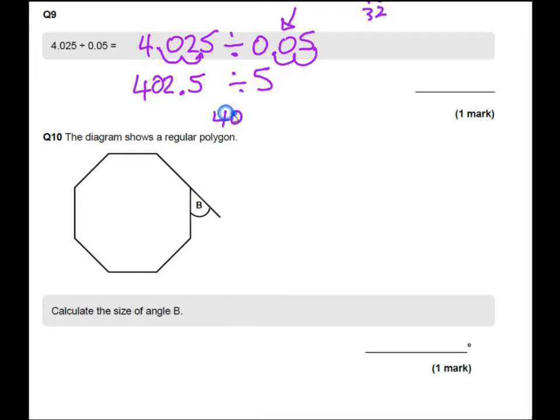So 402.5 divided by 5. 5 doesn't go into 4, carry the 4. 5 goes into 40 8 times. Exactly. There's no remainder. 5 doesn't go into 2. Put in your decimal point and carry the 2. 5 goes into 25 5 times. So you have 80.5 as your answer. You do not have to do anything with the decimal point because we used equivalence when we were setting up our division. And that answer is worth 1 mark.